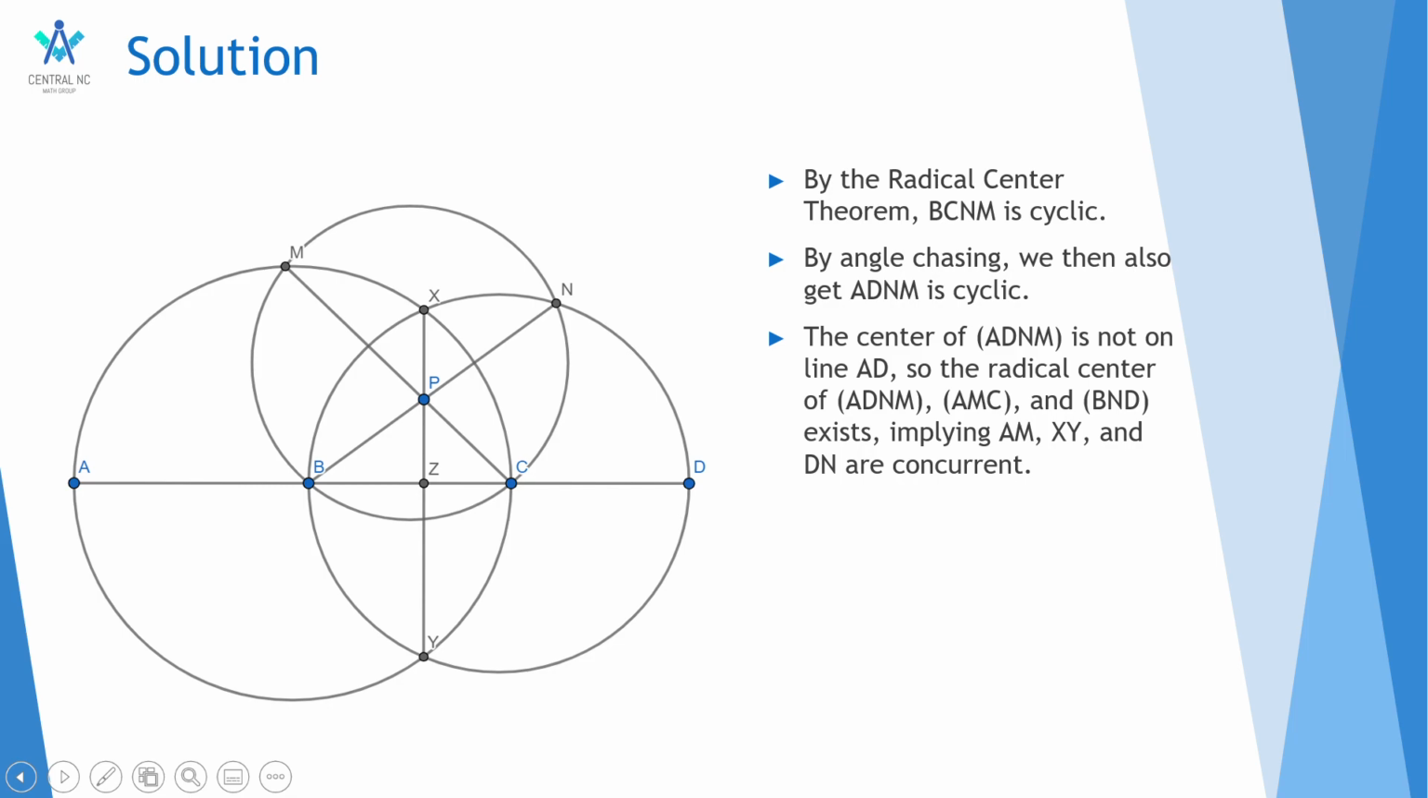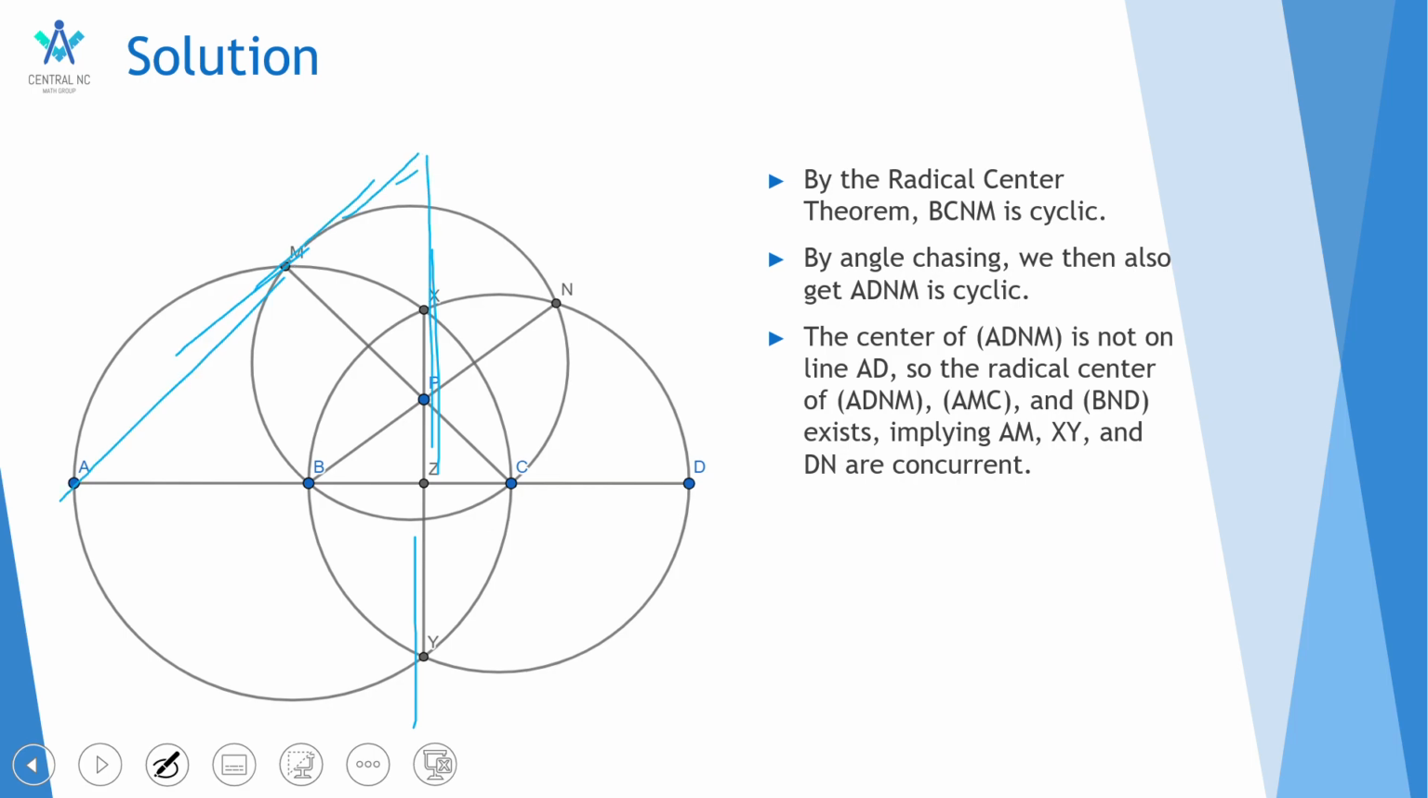And we're just chasing angles using our cyclic property of B, C, M, and N. This is left as an exercise for the viewer. And then once we get A, D, N, and M is cyclic, we see that the line XY is a radical axis, our three pairwise radical axes will be XY, AM, and DN, which means that they concur at a point, which is a radical center. And since the radical center must exist, we see that AM, XY, and DN are concurrent at this magical point.